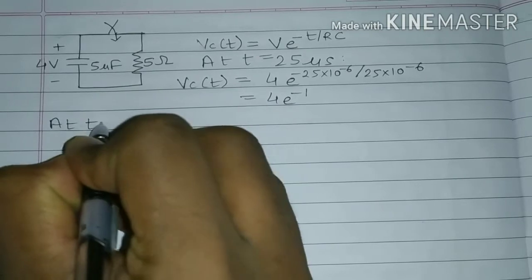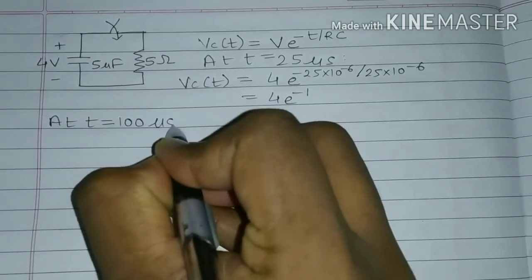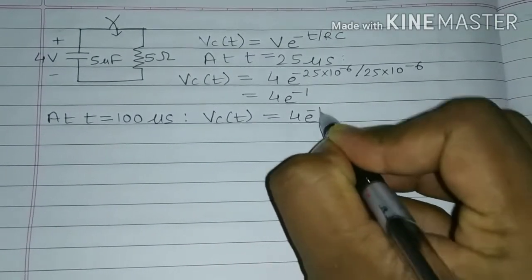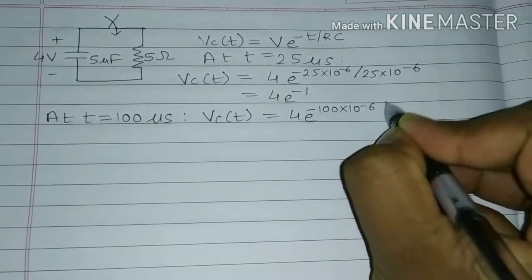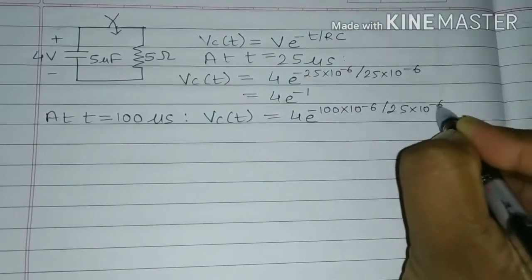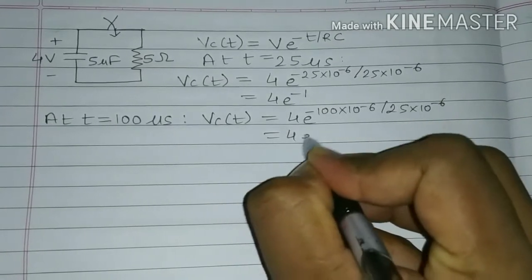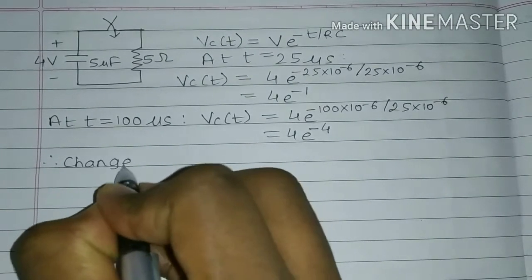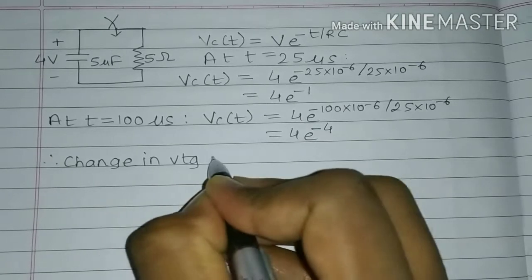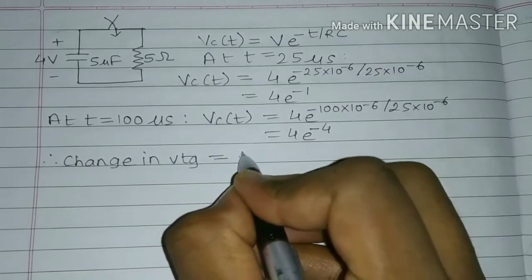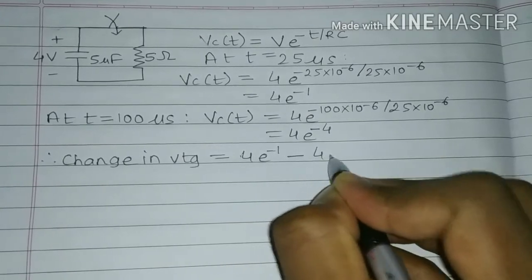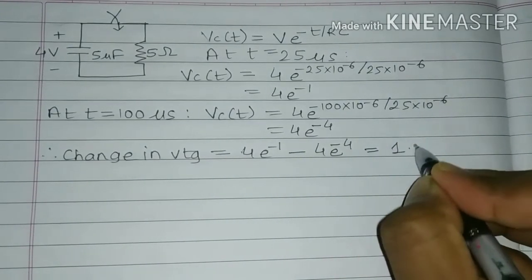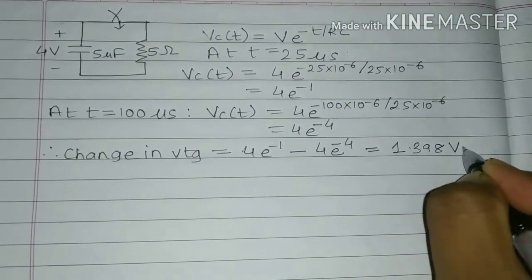Now at t is equal to 100 microseconds, Vc of t will be equal to 4 into e raised to minus 100 into 10 raised to minus 6 divided by 25 into 10 raised to minus 6, which is equal to 4 into e raised to minus 4. So the change in voltage will be Vc of t at 25 microseconds minus Vc of t at 100 microseconds, which is equal to 4 into e raised to minus 1 minus 4 into e raised to minus 4. Its value turns out to be 1.398 volts. So this is the change in voltage.